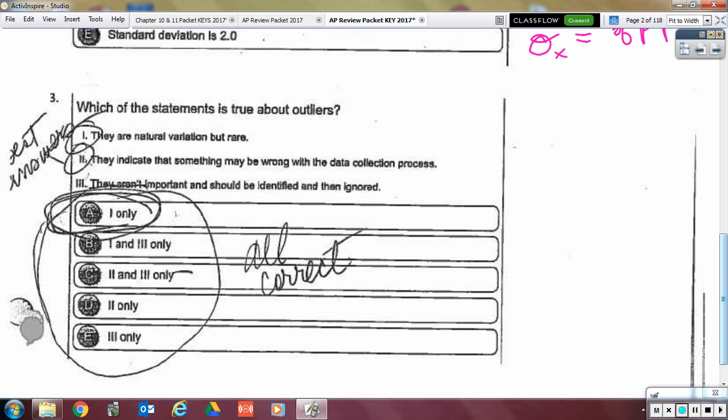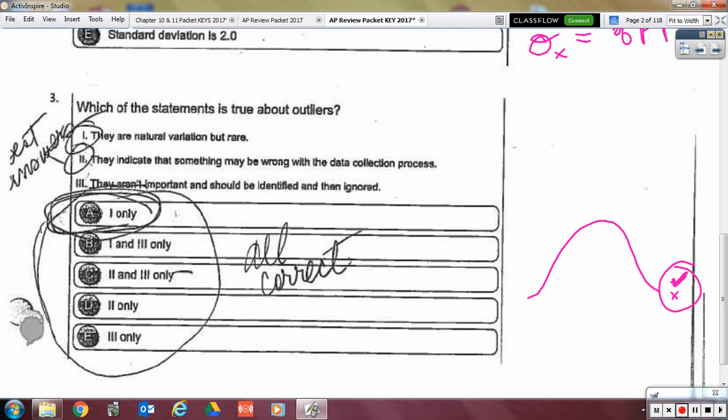First of all, in a normal curve, do you have pieces of data that are far away? Yes, you do have data that is far away. It's just very low probability of getting those. So that's why statement 1 is true. It says they are natural variation, but rare. That's what happens. That kind of thing is what causes a type 1 or a type 2 error.